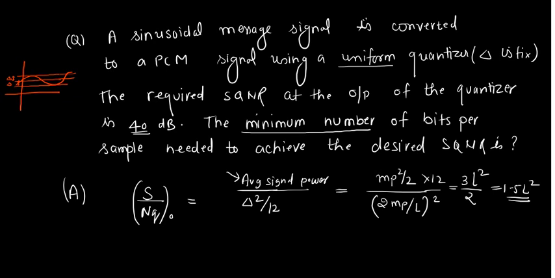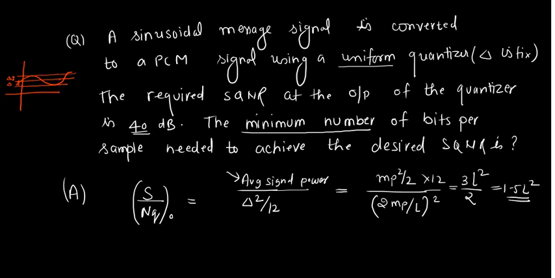Next, the required signal to quantization noise ratio at the output of the quantizer is 40 dB. We need the minimum number of bits per sample needed to achieve the desired SQNR. So this is the question.